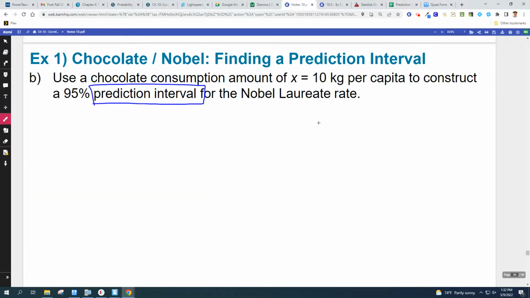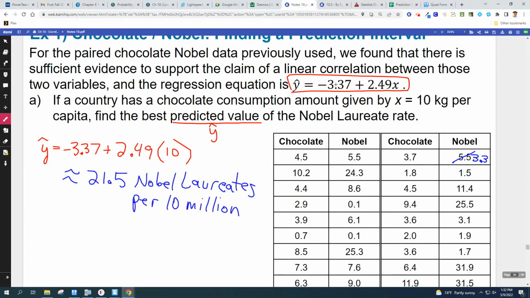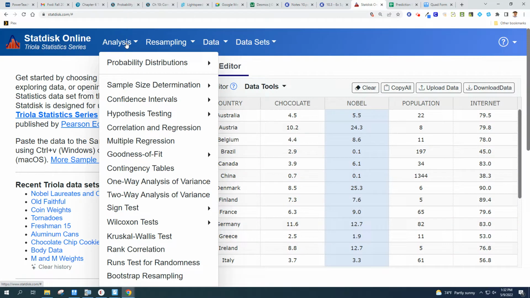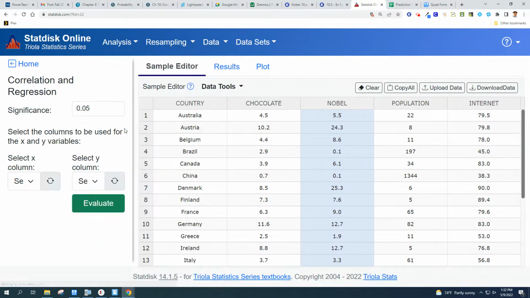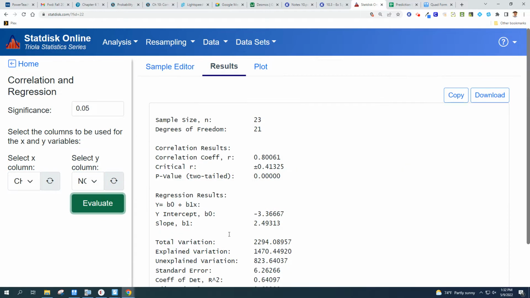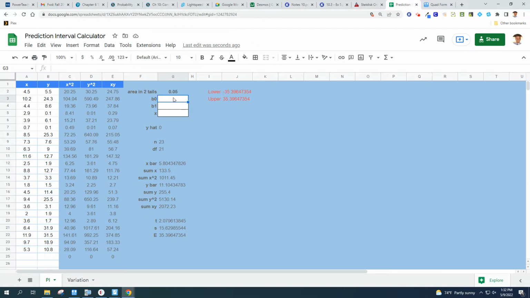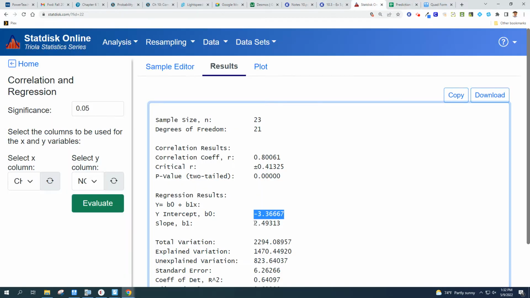Now, one thing I don't like about this, and Math Excel won't like how it's rounded. So instead of using this, I want to get more than just 2 decimal points. If you go to StatDisk and we go to Analysis, Correlation and Regression, we can do chocolate for our first column and Nobel for our second. We've done this before. Basically, we're trying to find these two numbers, B0 and B1 here. Just got a little bit more accurate. So I'm going to copy that number. And there's my B1.